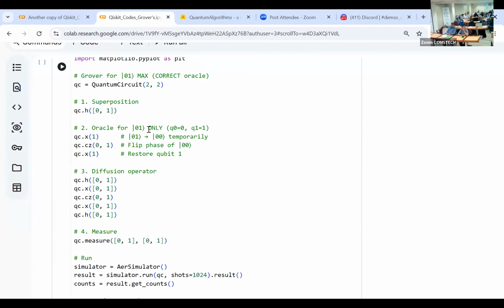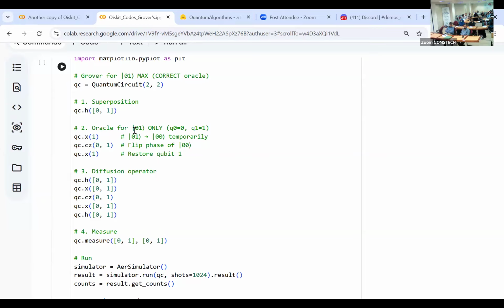Next is what our oracle is going to do. Our oracle is going to flip the sign of our desired state. But the problem is that the CZ gate only flips the sign when both states are 1. Here the first state is 0 and the other state is 1, so we can't apply the CZ gate directly. So we are going to apply an X gate onto this 0 state to make it 1.